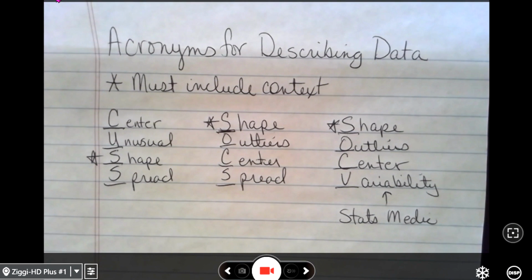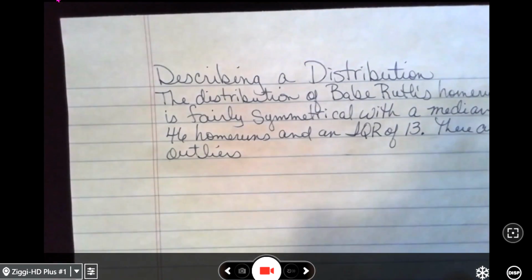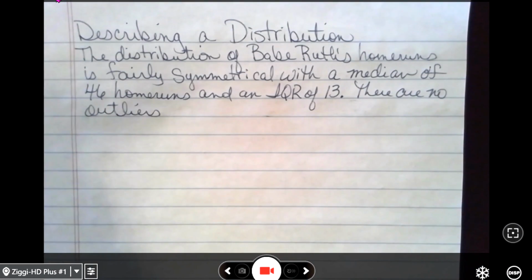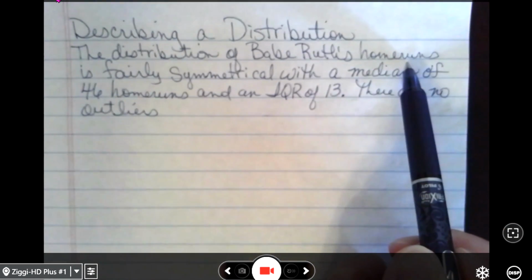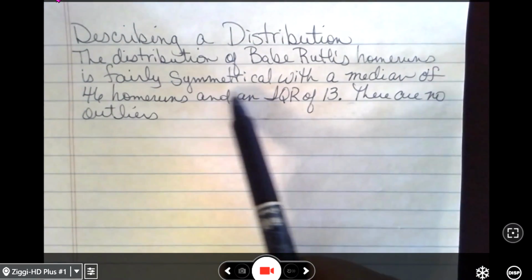All right, so I'm going to describe Babe Ruth's distribution real quickly with you. They did not ask you to do this in this problem, but you're going to be asked to do this in just a little bit. So I kind of wanted to talk to you about how you might think about this before you got to it. So the distribution of Babe Ruth's home runs, so that's the context that we're talking about, is fairly symmetrical.